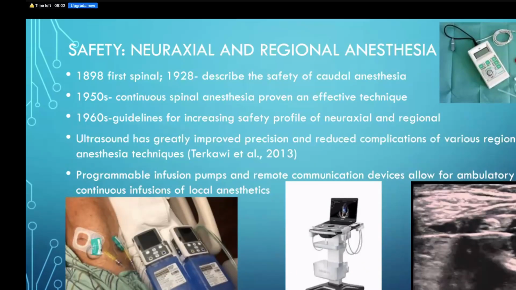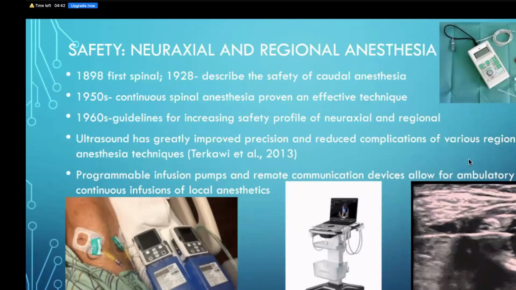And the color of things on the image gives you an idea of what the tissue is. And on the right, here's an example. There's a needle coming in here. This round white thing is a nerve. And using the probe, you can put the needle in and watch the needle go exactly next to the nerve, and you can inject the local anesthetic precisely around it.